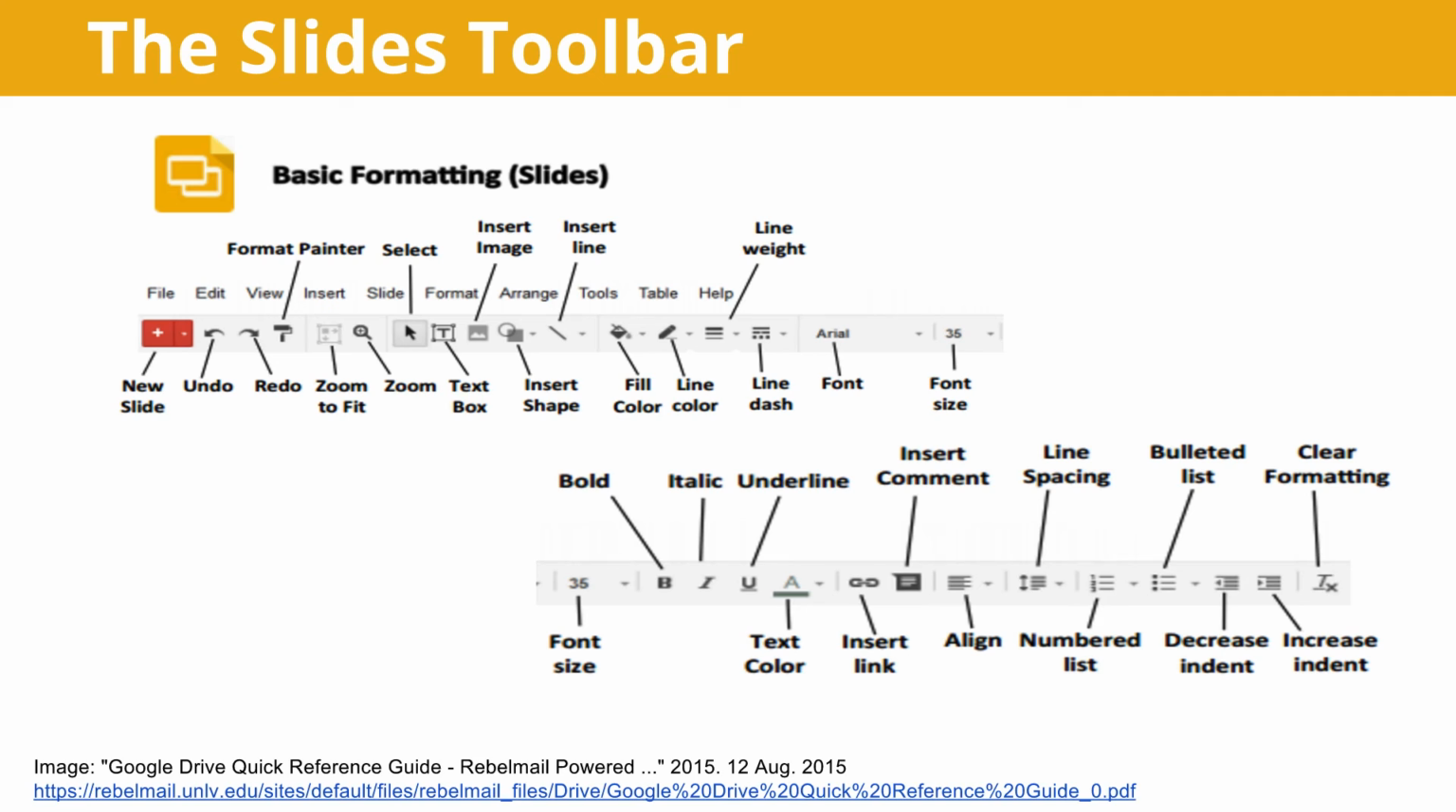And of course, then you've got all the things you're used to, your formatting where you have bold, italic, underline, your text colors. You can put links and comments in. You've also got your line spacing, your numbered list and bulleted list. You can do your indents right there. And that button on the far right is the Tx button, which basically clears all the formatting.